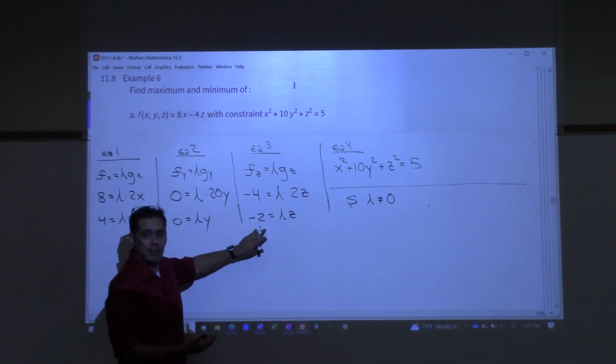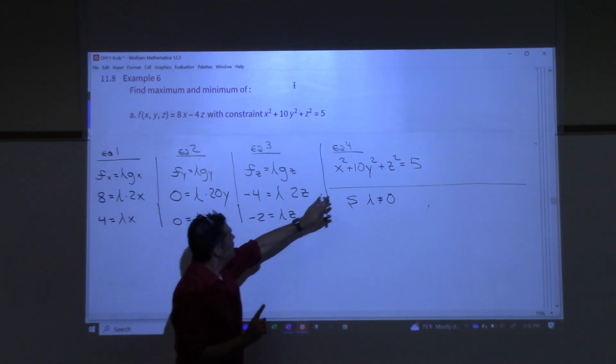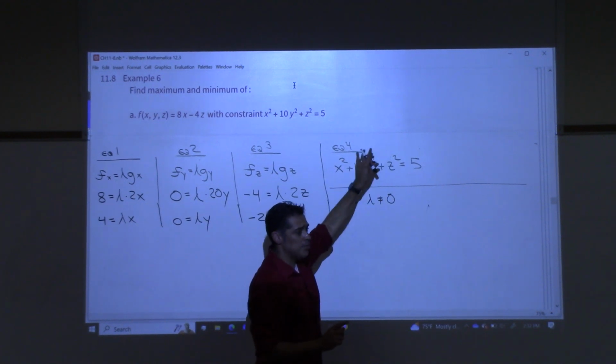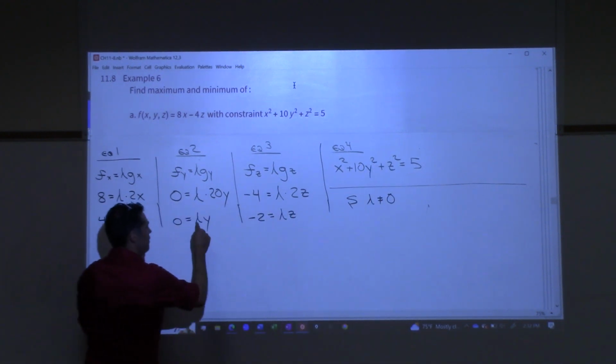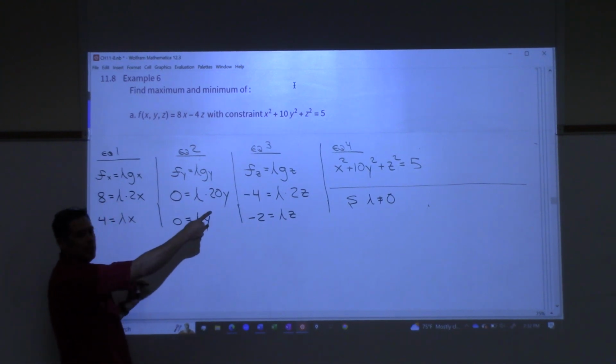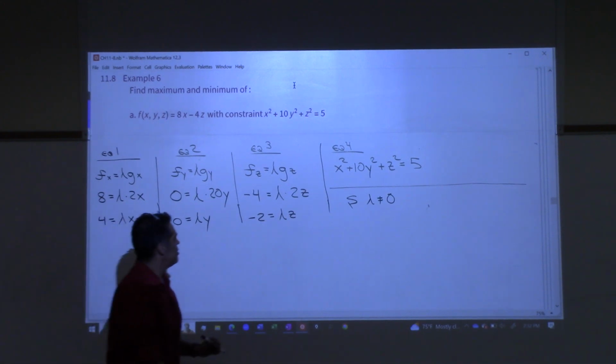Divide through by lambda? So x would be in terms of lambda, z would be in terms of lambda, right? This is almost all in terms of lambda. But if lambda is not 0 and you divide through, then that would force y to be 0. So you get rid of the y there, wouldn't you? All right, this is looking pretty good, actually.